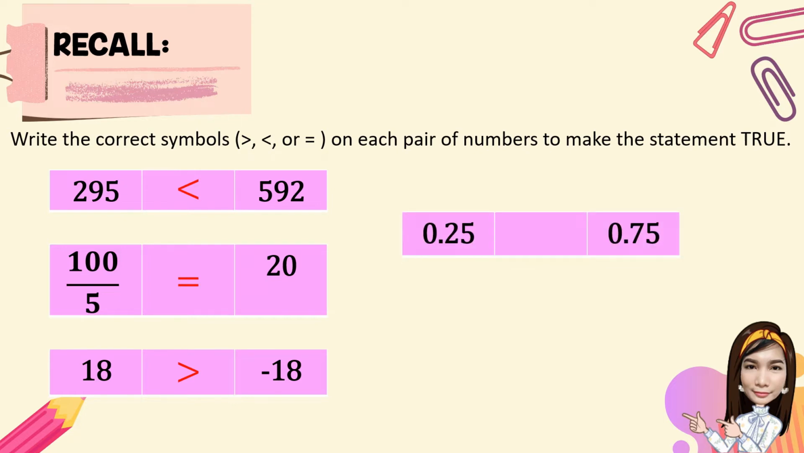Next, 0.25 compared to 0.75. The correct symbol is less than. So therefore, 0.25 is less than 0.75. And for the last, 1/2 compared to 0.5, the correct symbol is equals.